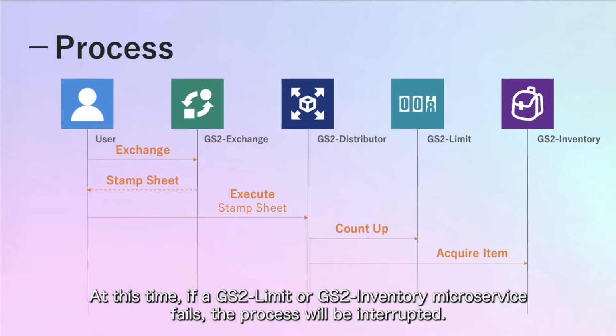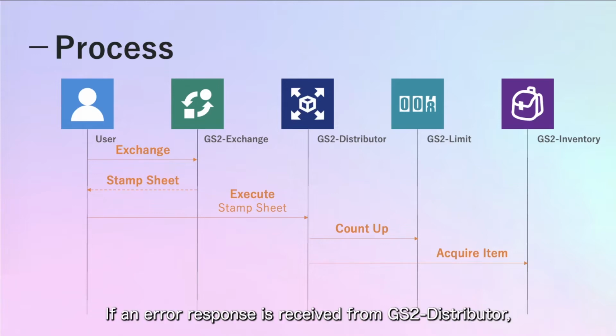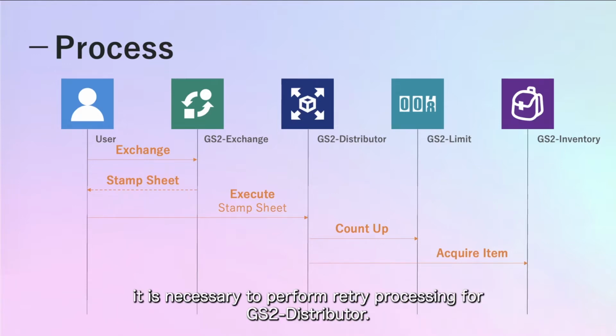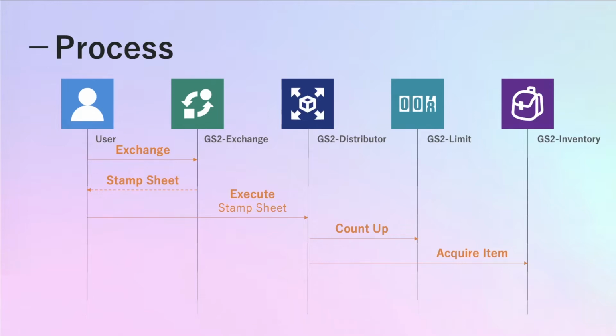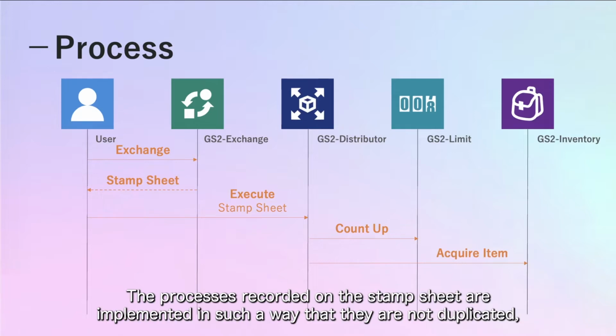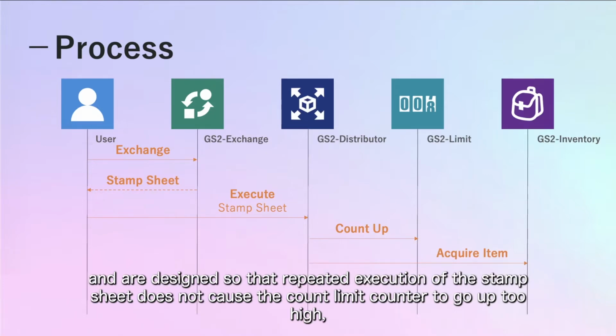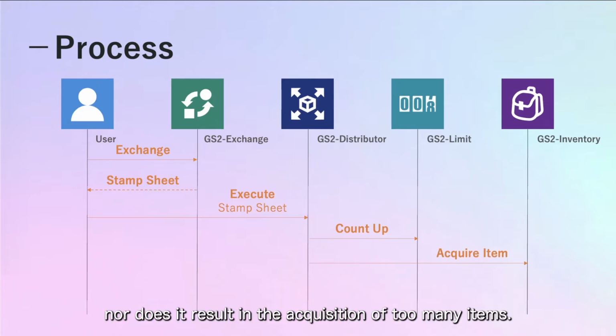At this time, if a GS2 limit or GS2 inventory microservice fails, the process will be interrupted. If an error response is received from GS2 distributor, it is necessary to perform retry processing for GS2 distributor. The processes recorded on the stamp sheet are implemented in such a way that they are not duplicated and are designed so that repeated execution of the stamp sheet does not cause the count limit counter to go up too high, nor does it result in the acquisition of too many items.